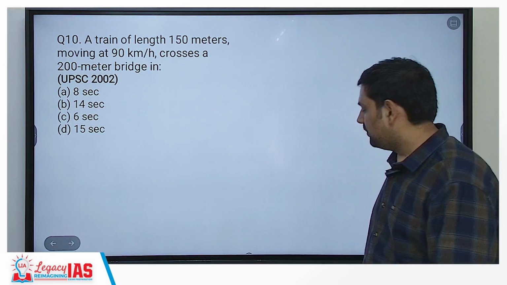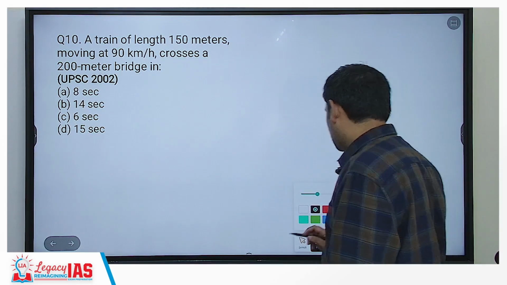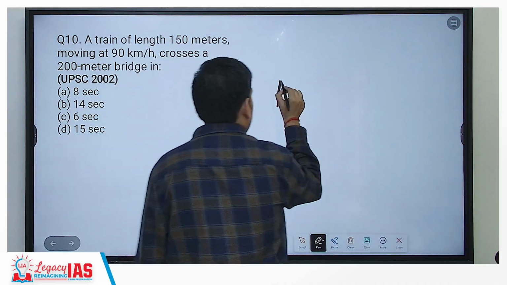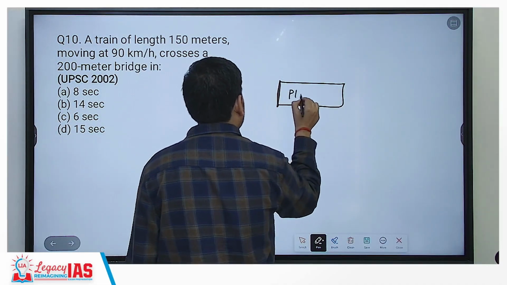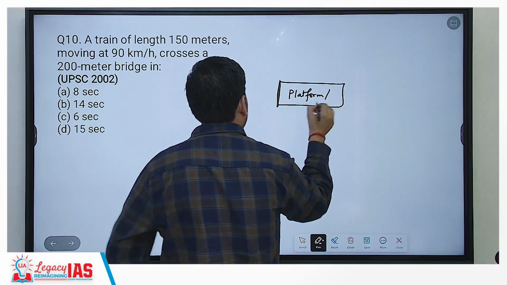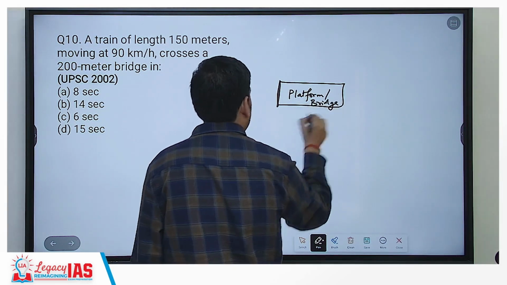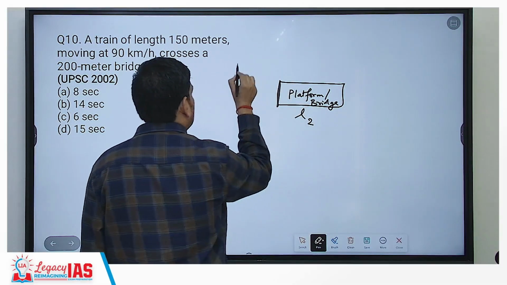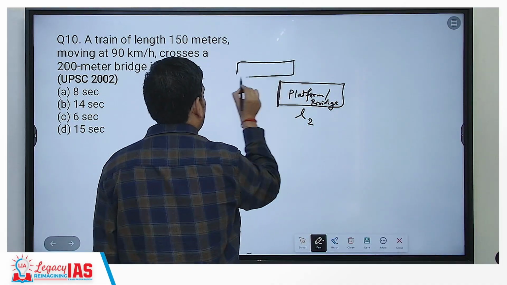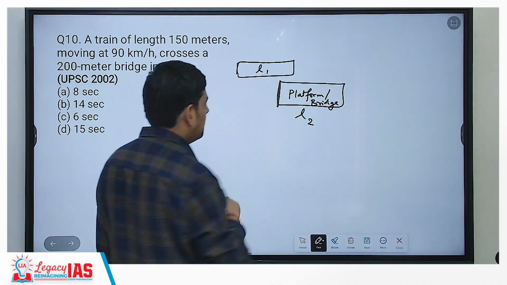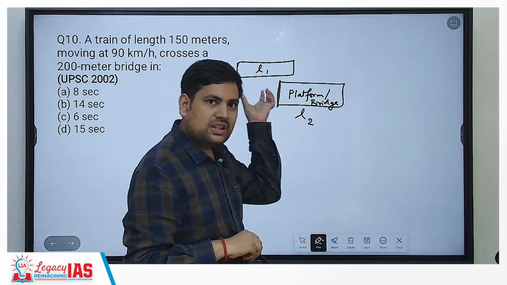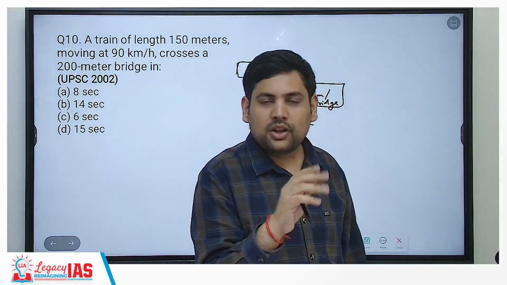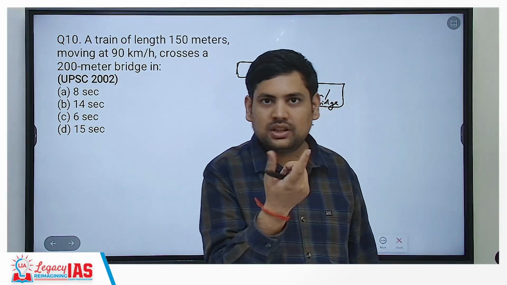Now, this is another type of question that they ask. In this, instead of the pole, now you have, let's say, a platform or a bridge. You have a platform or a bridge. Now this will be, let's say, of length L2 and this is your train, a train of length L1. Now to cross the entire platform, just like there, it had to cross the pole, correct? So the entire length of the train was the length it had to cover.